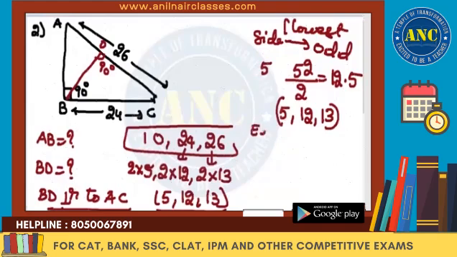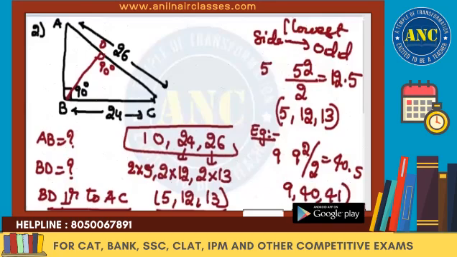For example, if the lowest side is 9, square it and divide by 2. 9 square is 81, by 2 is 40.5. Subtract 0.5 and add 0.5. Right, no need to use 26 square minus 24 square. So once we got all the values, we will get the answer.